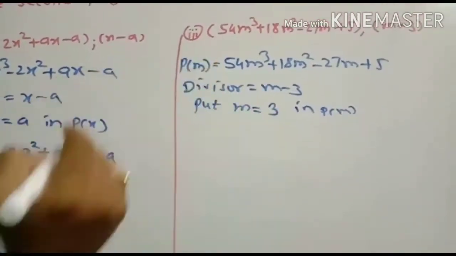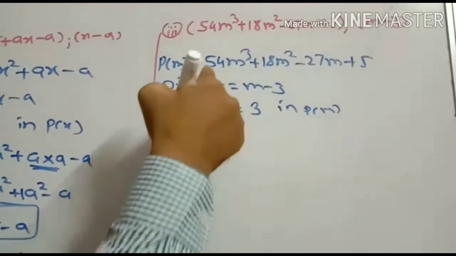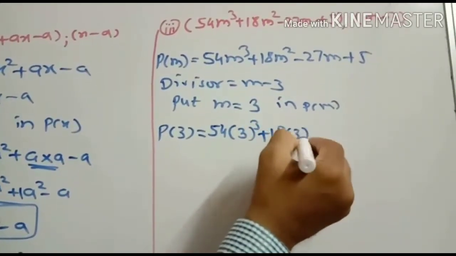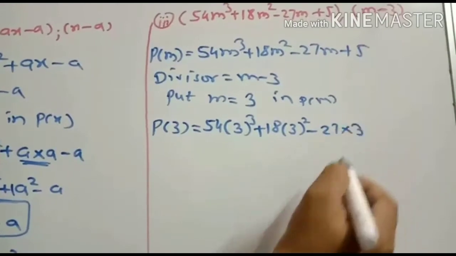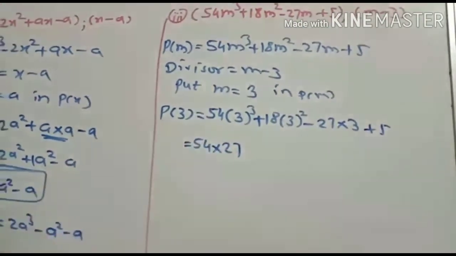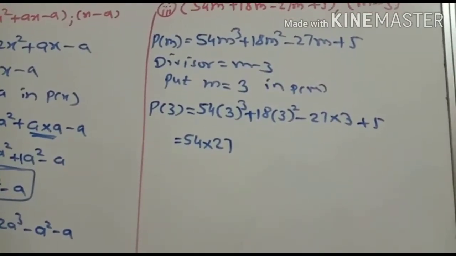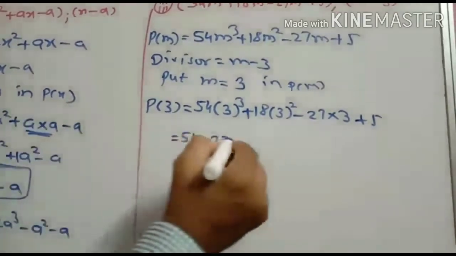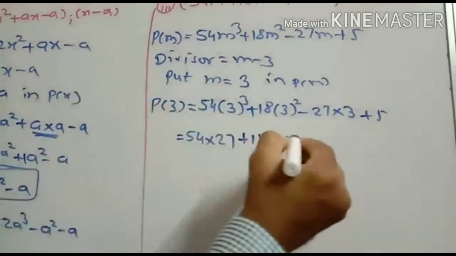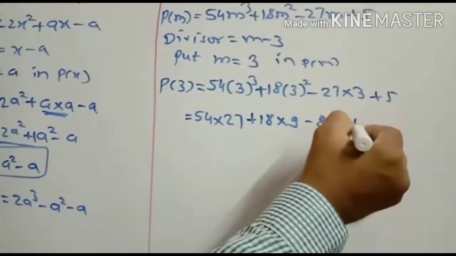Instead of m we put 3, because the divisor is m minus 3. P of 3 is equal to 54 into 3 cube plus 18 into 3 square minus 27 into 3 plus 5. Now 54 into cube of 3, that is 27, plus 18 into square of 3, which is 9, minus 27 3s are 81, plus 5.